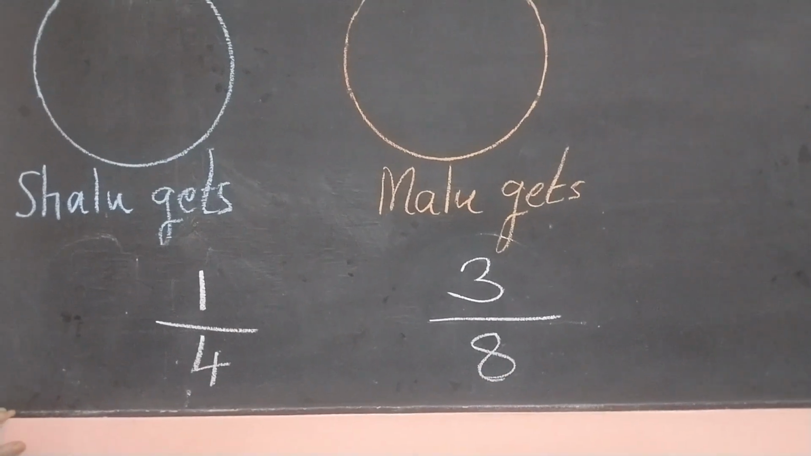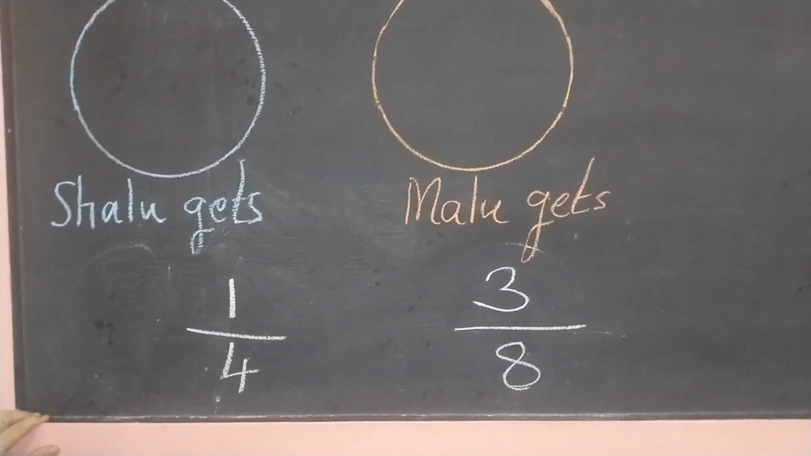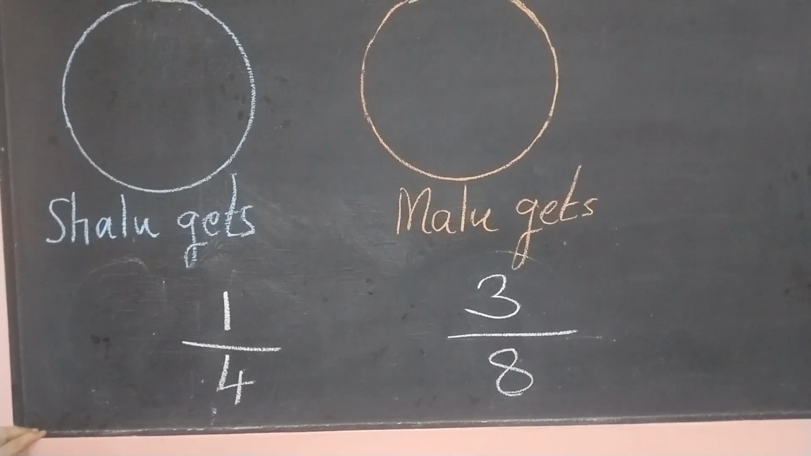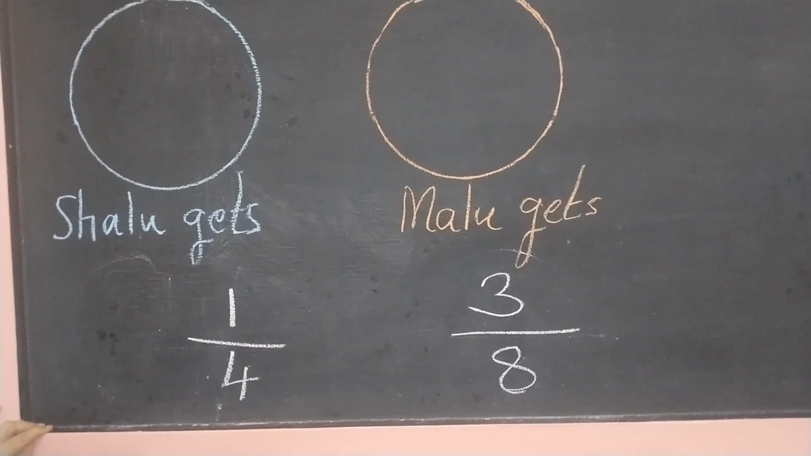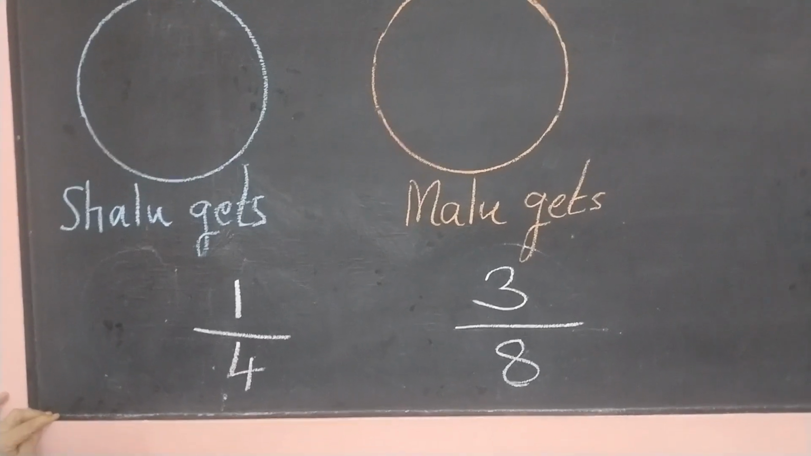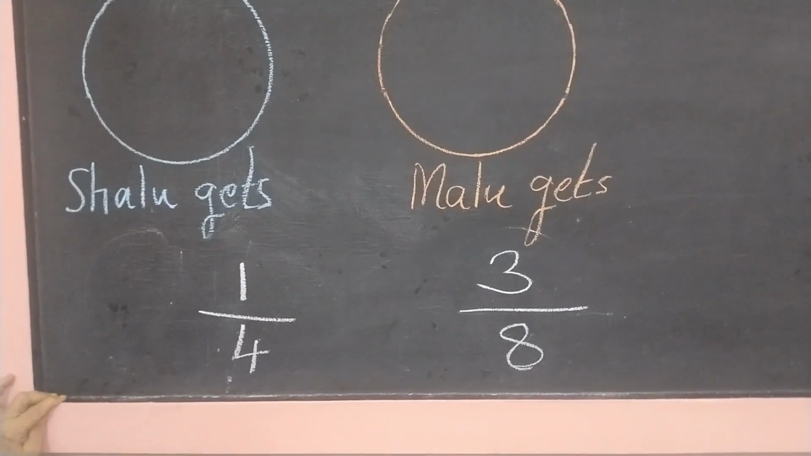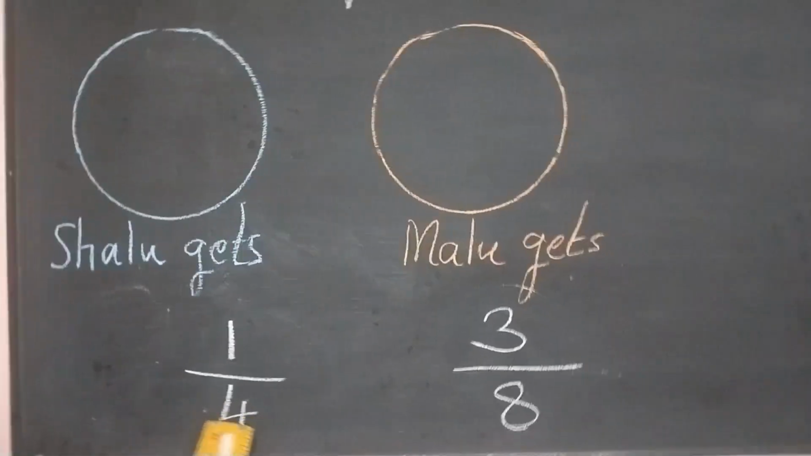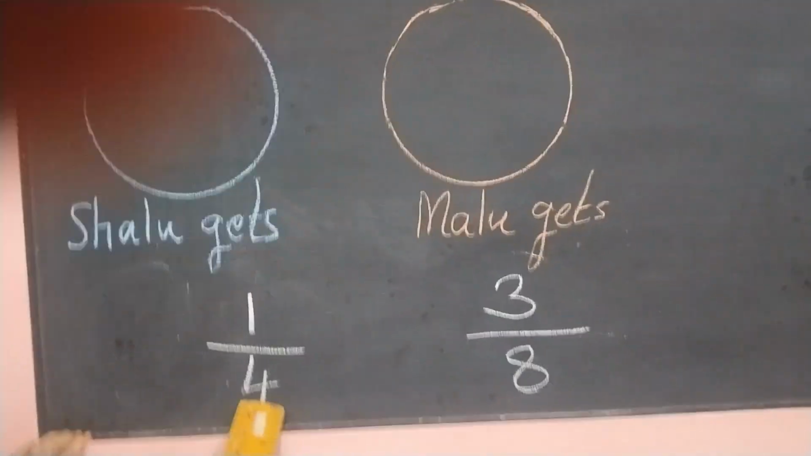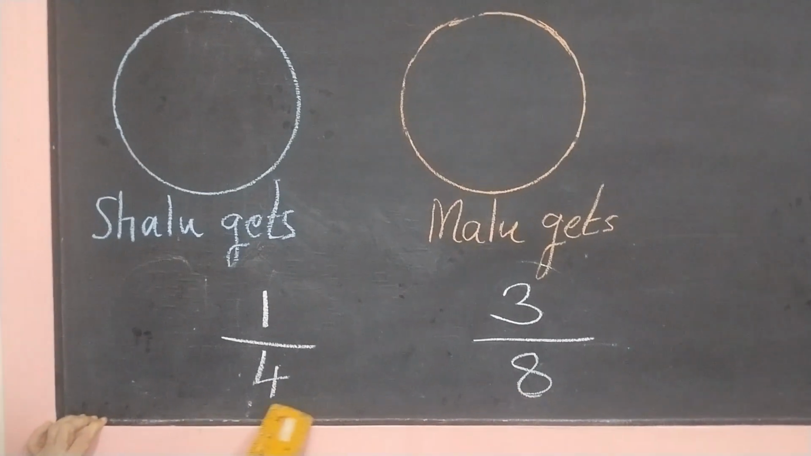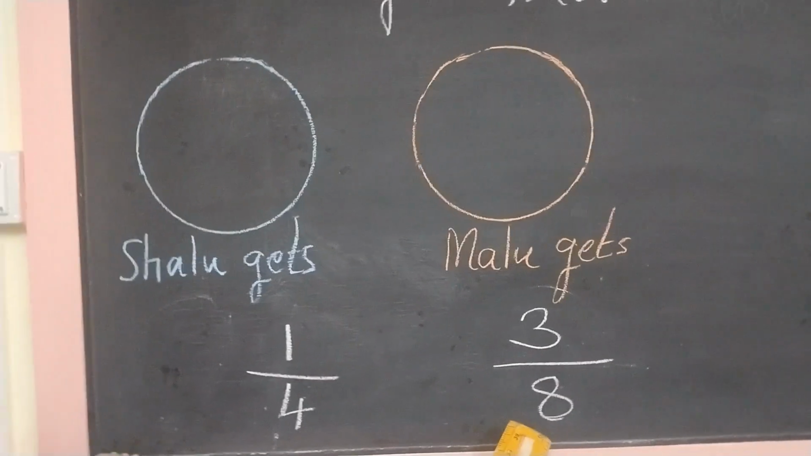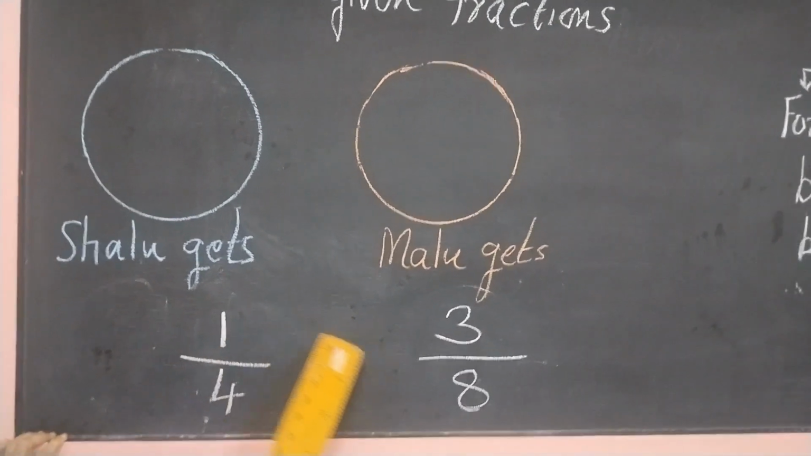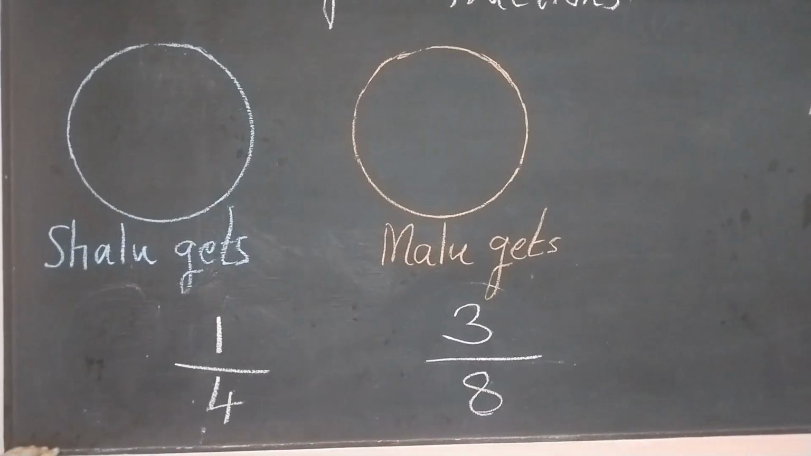Very good, honey. Now we will have to compare them. Means we will have to say which one is big, which one is small. Can you do it, Nani? Nani, let me try. Okay, honey, go ahead. Nani, these fractions are having different denominators. That means they are unlike fractions. And even their numerators are also different.